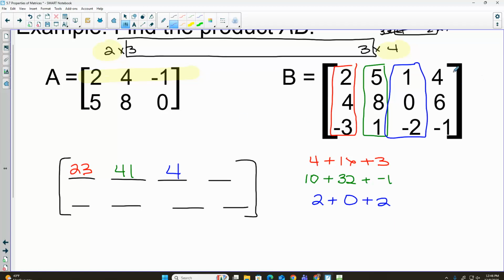Last one, first row in the fourth column. So 2 times 4 is 8. 4 times 6 is 24. -1 times -1 is +1. So we get 33.